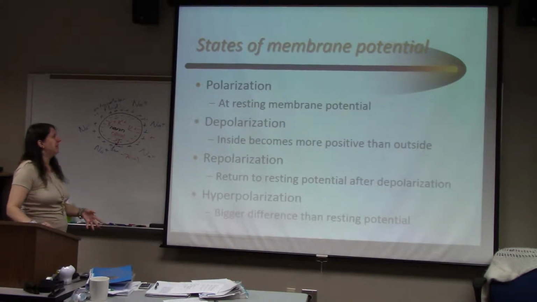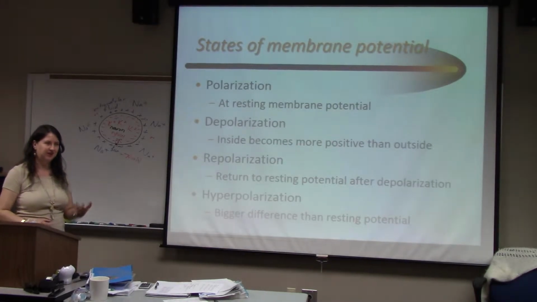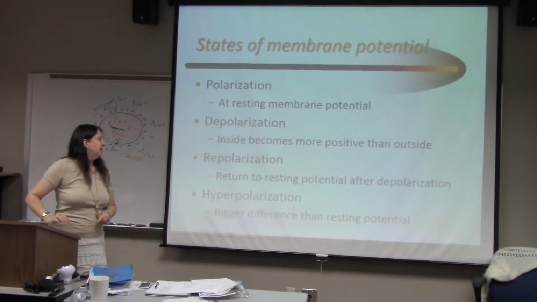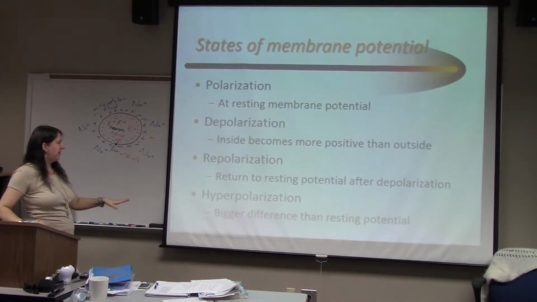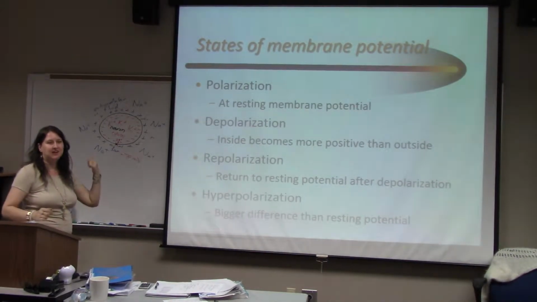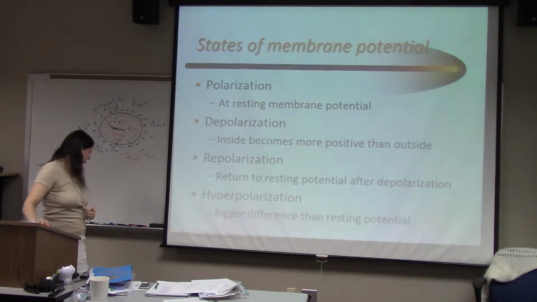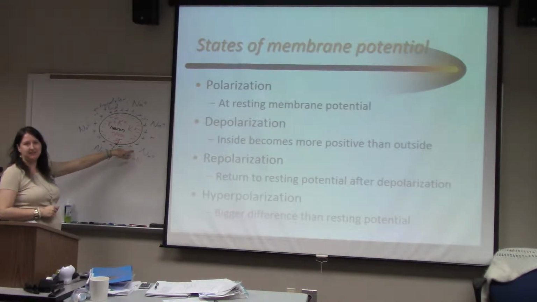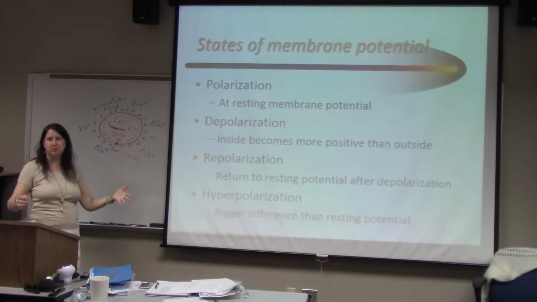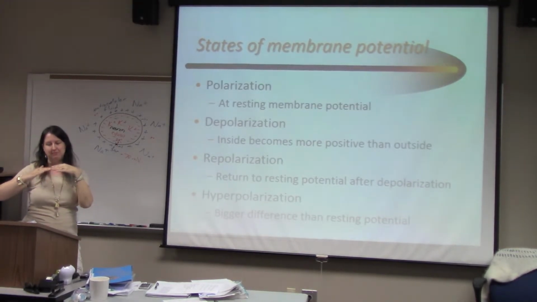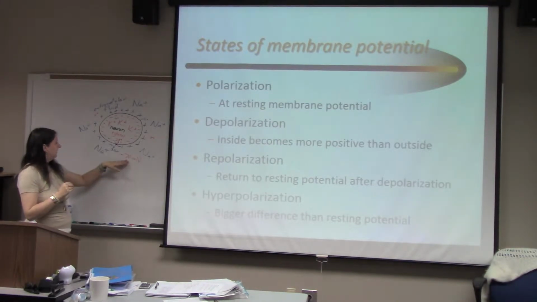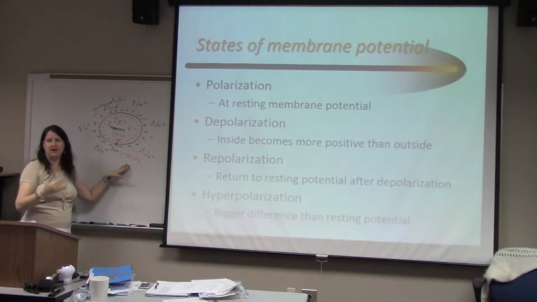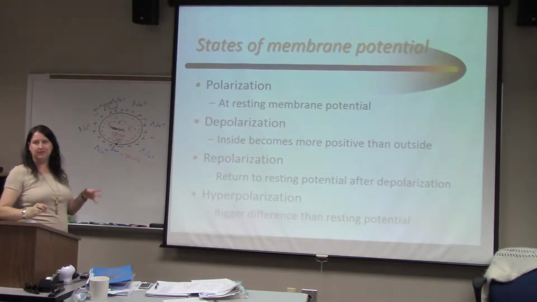Resting membrane potential is also called polarization. It's polar because it's positive over there and negative over there. There are three ways that membrane potential can change. It can depolarize, which means the inside becomes more positive than the outside. Or rather, it becomes more positive. It might go to minus 60, to minus 20, or it could even go to positive. During an action potential, it will go to positive.